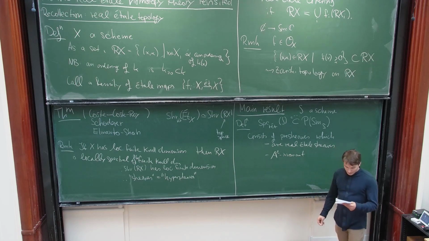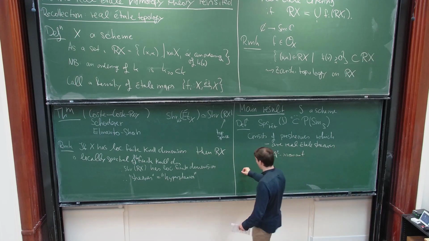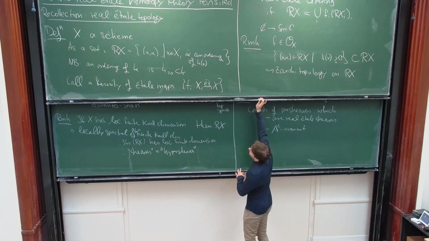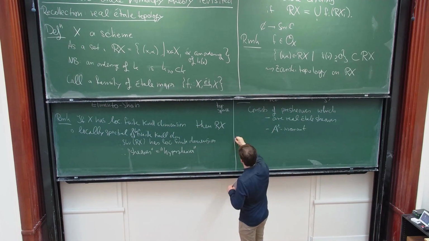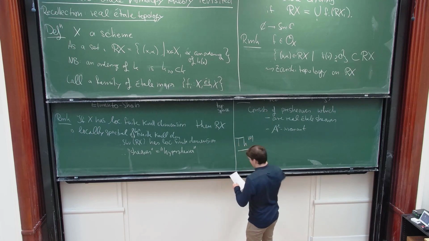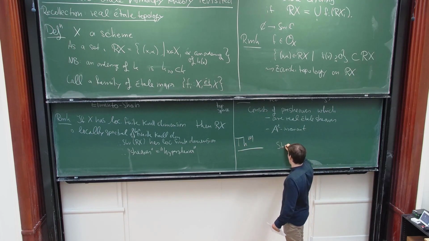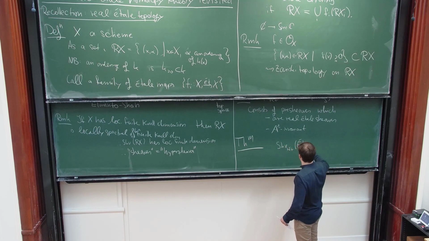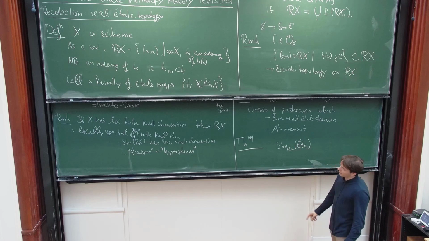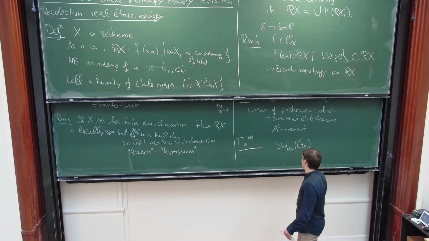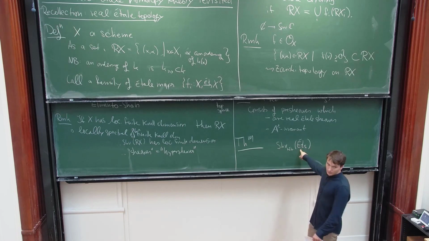And the theorem is that we can understand exactly what they are. So the theorem is as follows. So we start with the real étale sheaves on Fs, okay? So this is this small category which we talked about, which is the same thing as the sheaves on the space Rs, okay?